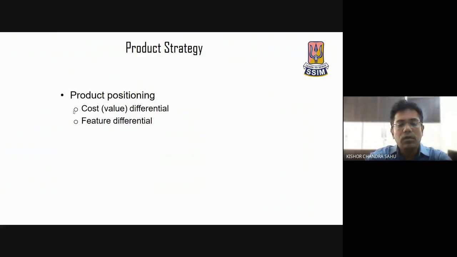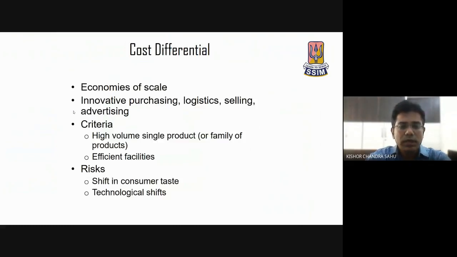One is your cost or value differential strategy. Second is the feature differential strategy. So what exactly is cost differential or benefit differential strategy? In that, the marketers typically try to achieve economies of scale, where they produce or manufacture products in mass, so that they can have a lesser cost per unit of product. Next, they do innovative purchasing, logistics, selling or advertising, where they can cut costs on all of these, so that they can have overall cost efficiency.